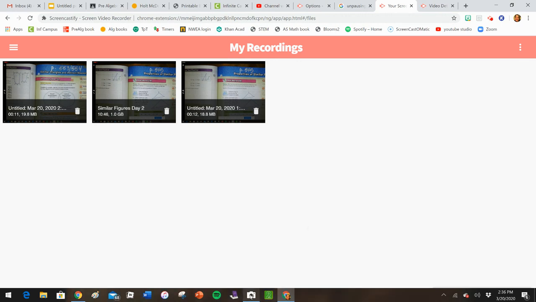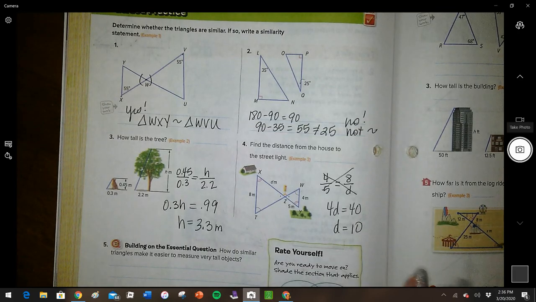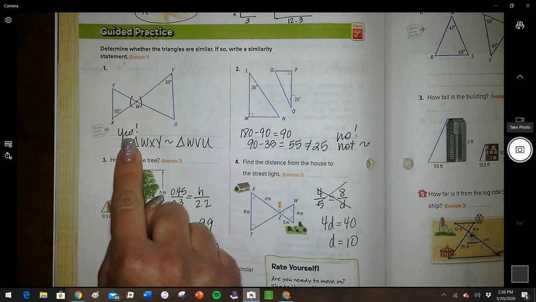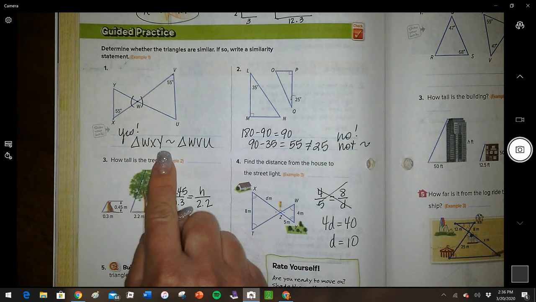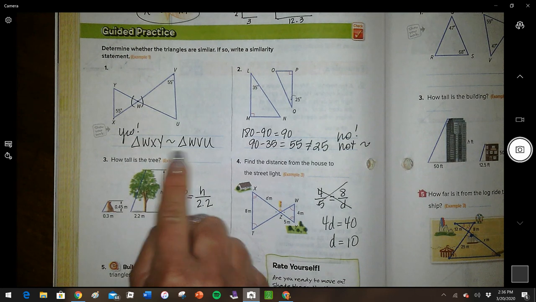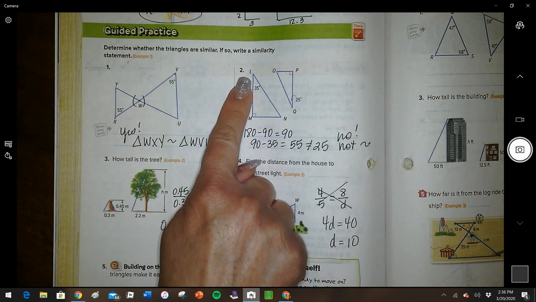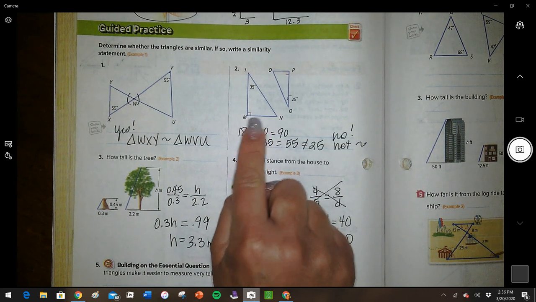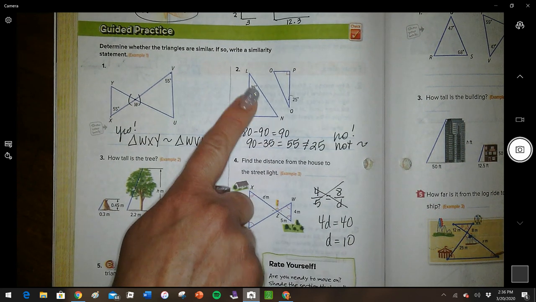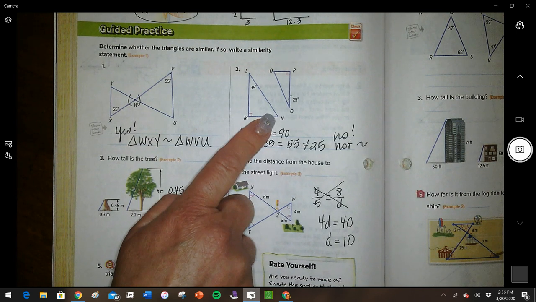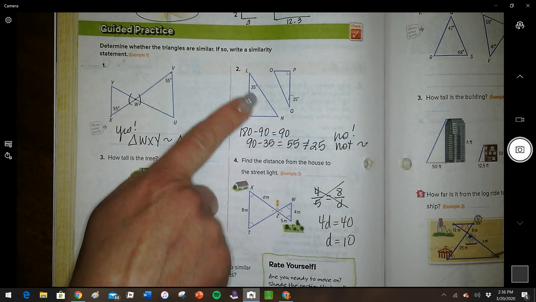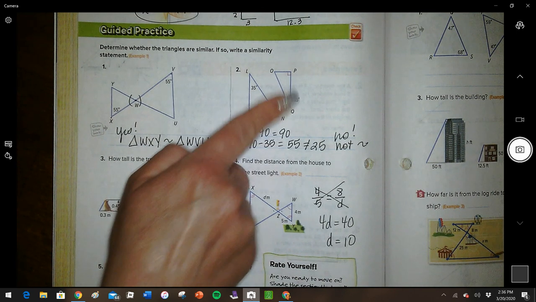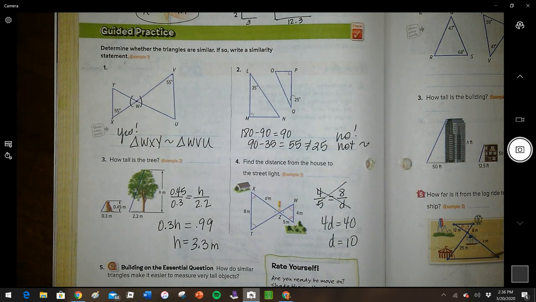All right, so I'm hoping at this time you are ready to check your guided practice answers. Let's take a look. Number 1, did you get a yes? And did you make sure that you put your letters in the correct order? Number 2, they are not similar because when you do 180 minus 35, I did the big triangle first, you end up with a 55. So we're looking for a 35 and a 55, and this isn't going to be a 35 and a 55. So no, they're definitely not similar.